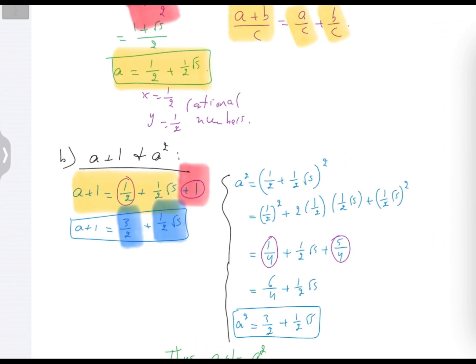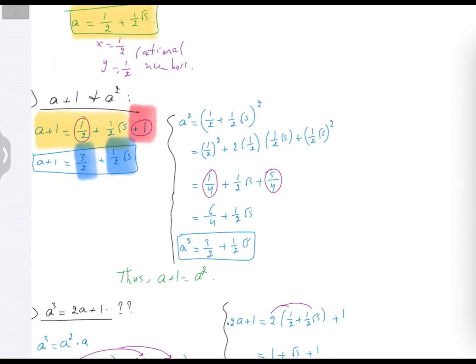Now let's see a squared. A squared is a, that's half plus half radical 5, all squared. A remarkable identity is (a plus b) all squared equals a squared plus 2ab plus b squared. The answer will be 1 over 4 plus half radical 5 plus 5 over 4. The 5 over 4 is from here, half radical 5. So the half is 1 over 4 times radical 5 squared, which is 5. So half radical 5 all squared is 5 over 4.